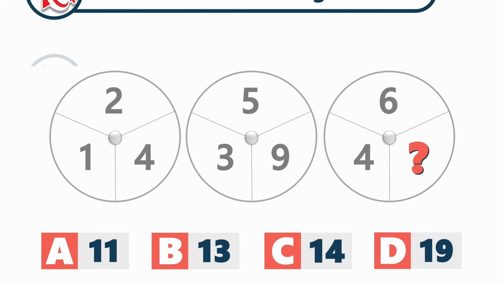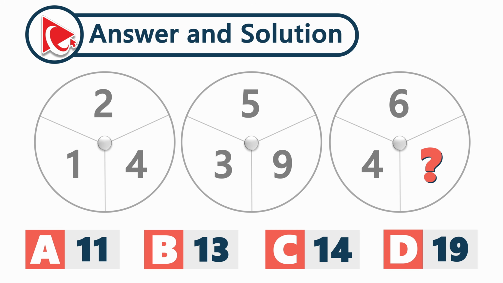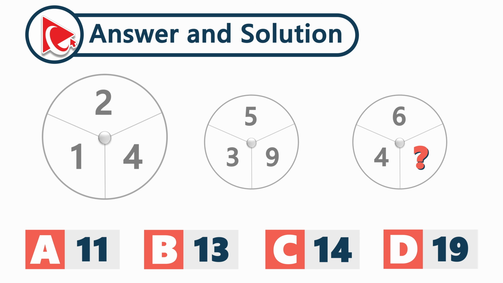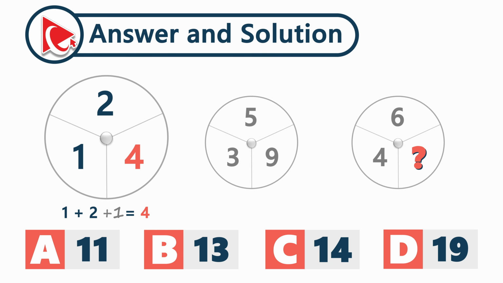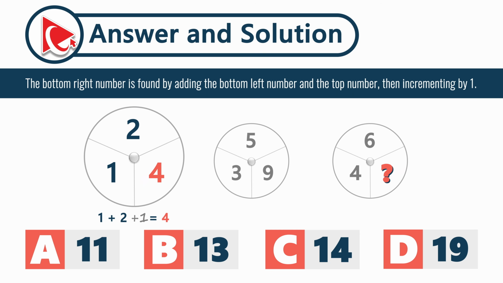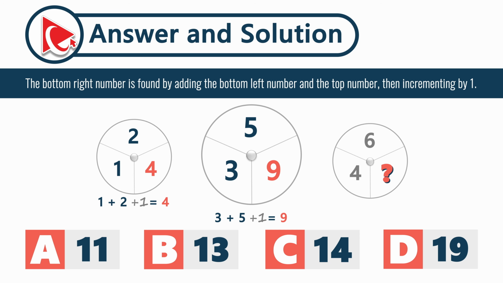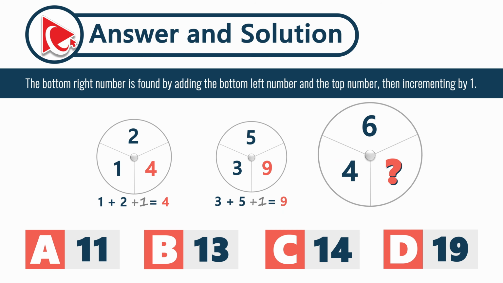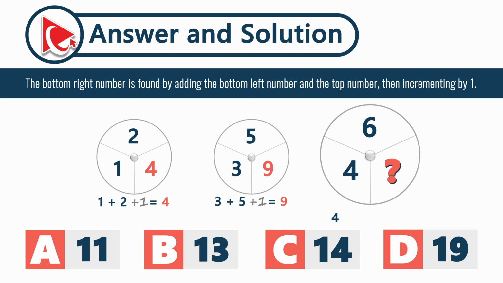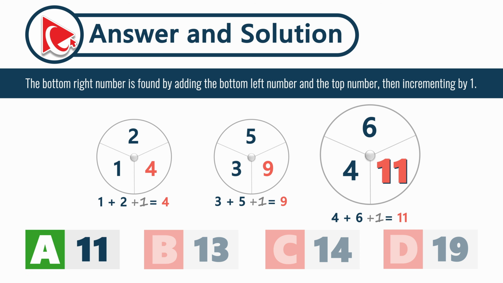The solution here is rather simple, but very few people can see it right away. Let's look at the first circle. The calculation here is 1 plus 2 plus 1 equals 4. In fact, the bottom right number is found by adding the bottom left number and the top number and then incrementing by 1. Second circle number is calculated as 3 plus 5 plus 1 and equals 9. And then the third circle number is calculated as 4 plus 6 plus 1 and equals 11. And the correct answer here is choice A, 11.